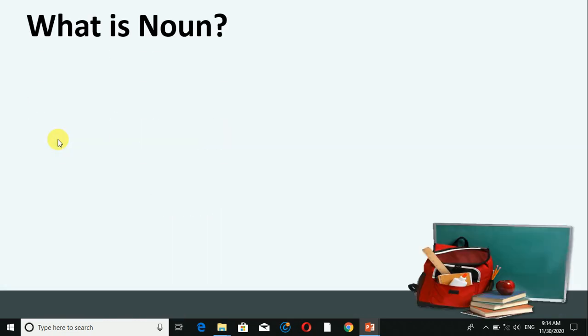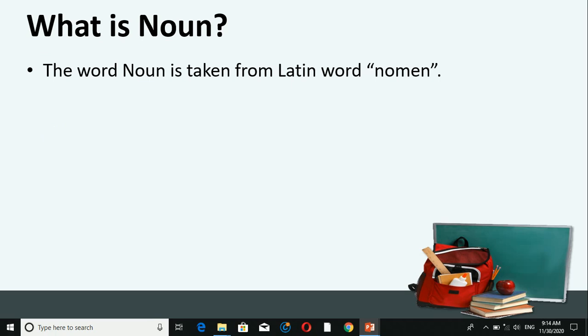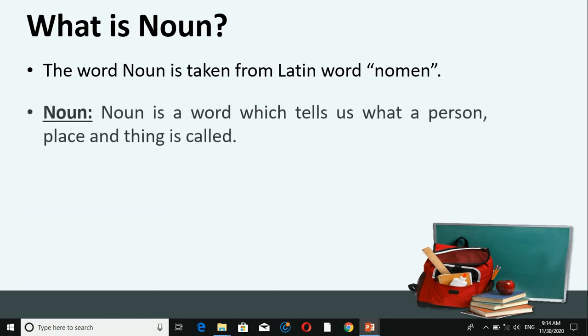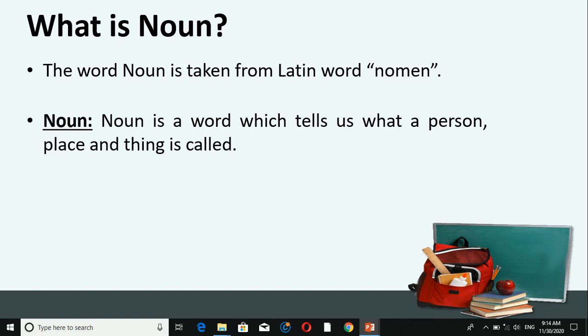Okay, so what's noun? The first thing, the word noun is taken from the Latin word nomen, which means name, right? So what's noun? The word noun is taken from the Latin word nomen, which means name, right?